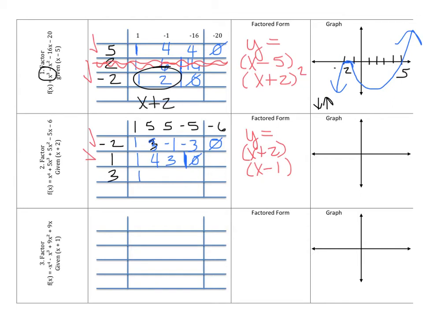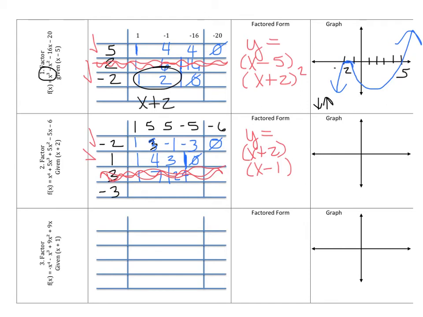Start by dropping down my leading coefficient. 3 times 1 is 3, plus 4 is 7. 3 times 7 is 21, plus 3 is 24. Oh, that did definitely not leave me with a remainder of 0. Okay, so that means 3 doesn't work.